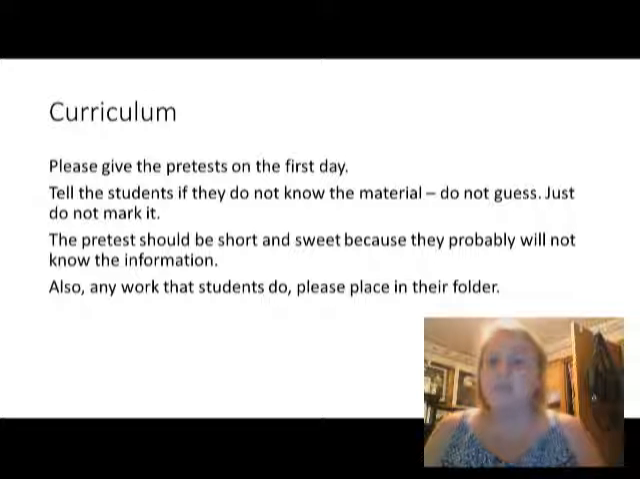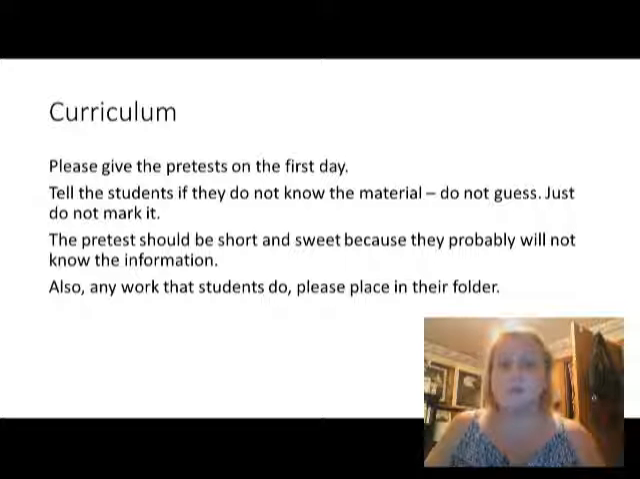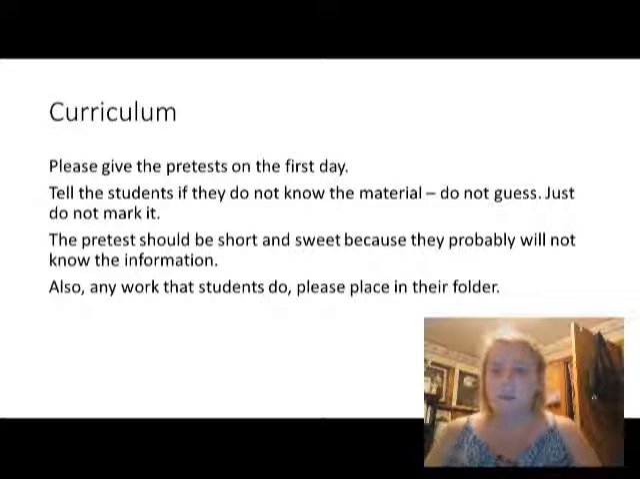Hopefully you shouldn't have any trouble grading it, but if that is an issue, just let me know, and I can help you with that. Make sure that it goes into their folder, and make sure that nothing leaves ever until the end of camp. These folders are going to be very important.